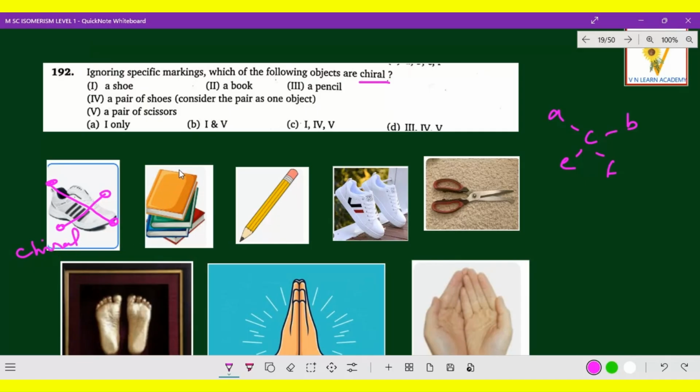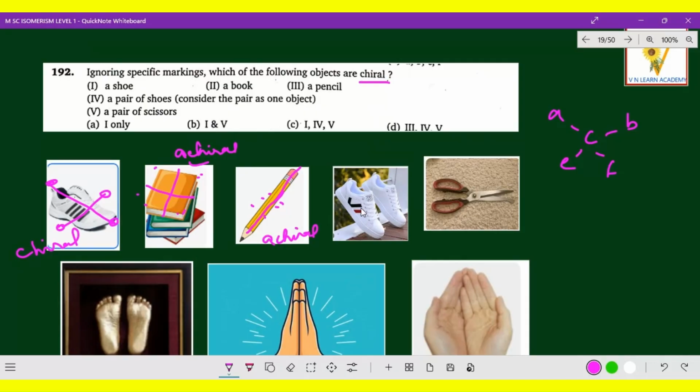In the same way, a book is actually symmetrical. Symmetrical means it is achiral. These both corners are the same, these both corners are the same, and these both corners are the same. So this is achiral, but here all the corners are different. Even a pencil: when you draw a line in between, you get symmetry. Both the sides are the same, like a meso compound, so this is also achiral. They are asking about chiral only.